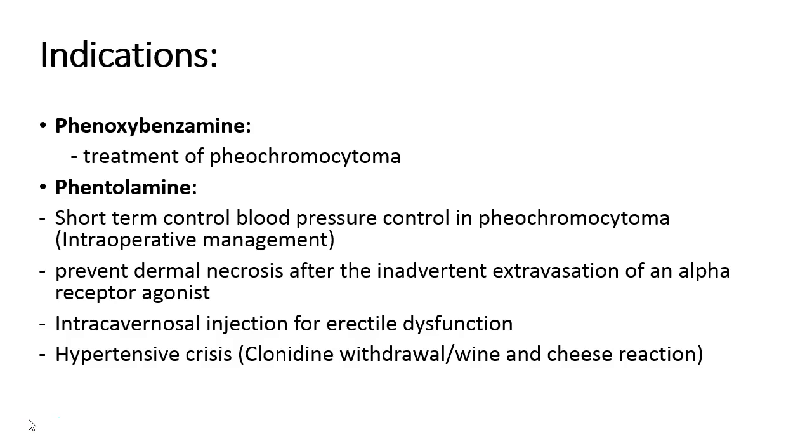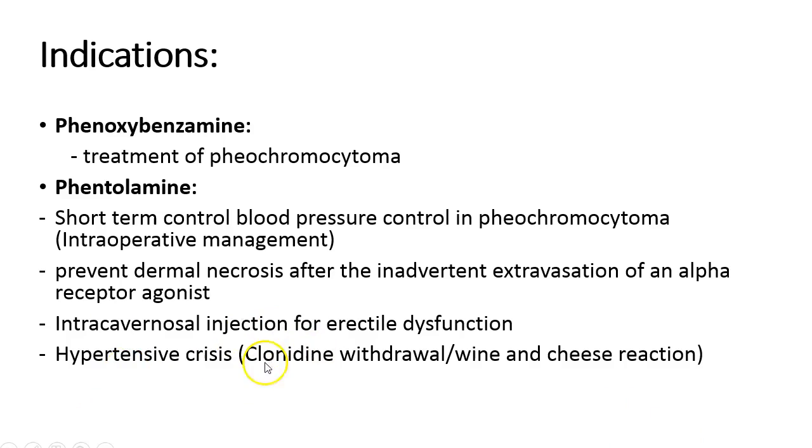Another use of phentolamine is to prevent dermal necrosis caused by extravasation of alpha receptor agonists. So alpha receptor agonists like epinephrine, norepinephrine or phenylephrine, if they accidentally go around the veins into the tissue, can cause dermal necrosis. So if you give phentolamine in a timely manner, it can prevent dermal necrosis by vasodilating those blood vessels. Another use is it can be given as an intracavernosal injection for erectile dysfunction, and also can be used for hypertensive crisis.